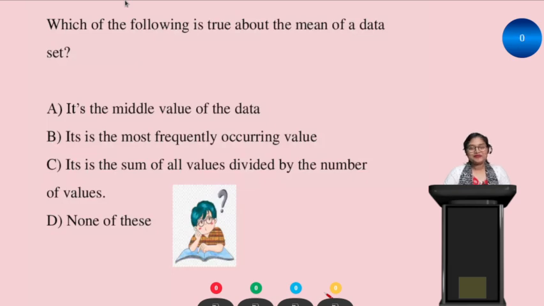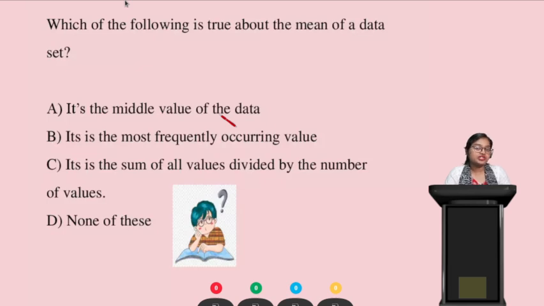Yes, option C is the correct answer. Why is option C the correct answer? In the question, which of the following is true about the mean of the data set? So here we have to see the definition of the mean. What does option A tell? It is the middle value of the data. What do we call the middle value of the data? It is the median, right? Yes. So option A is not the answer.